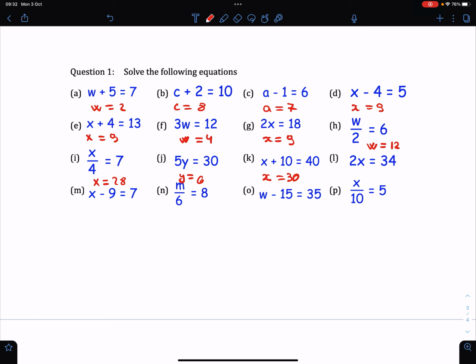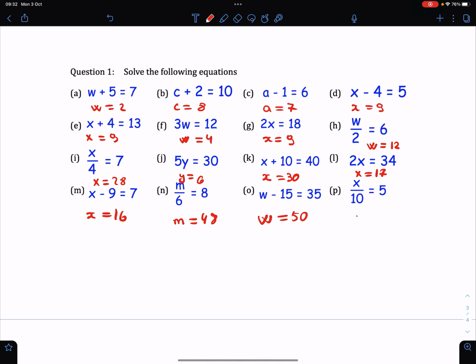Tina, 2x equals to 34. X is? Perfect. X minus 9 equals to 7. Haya, X is? Perfect. M over 6 equals to 8. M is? 6 times 8 is how much? 48. W minus 15 equals to 35. W, Yosha.